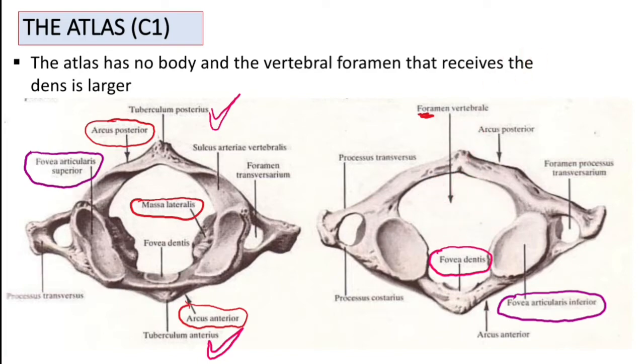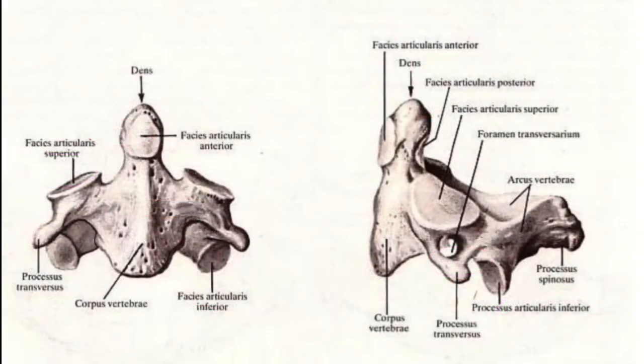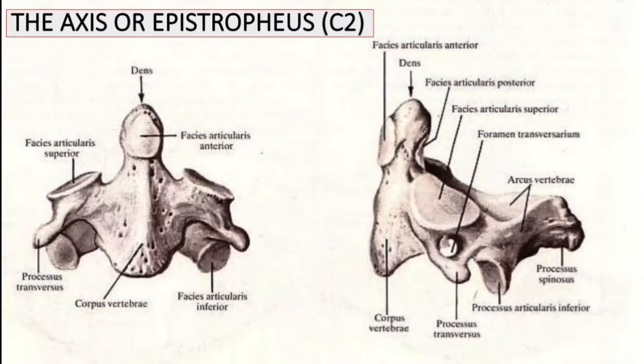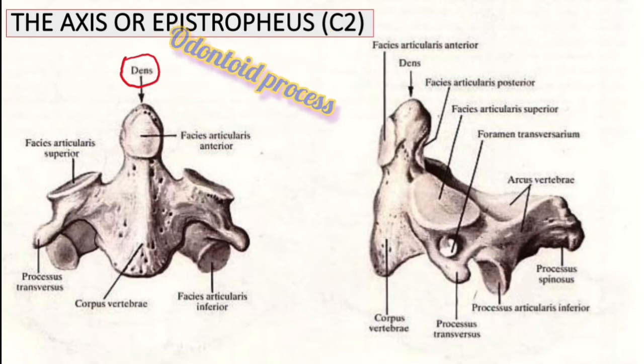Now let's talk about the second cervical vertebra, called the axis. The first prominent thing is this dens. It's tooth-like. So this is the dens.